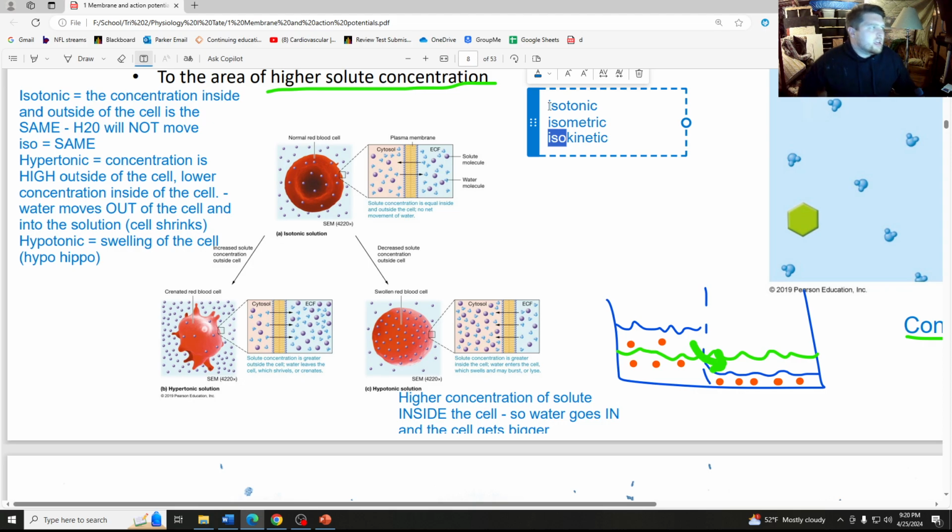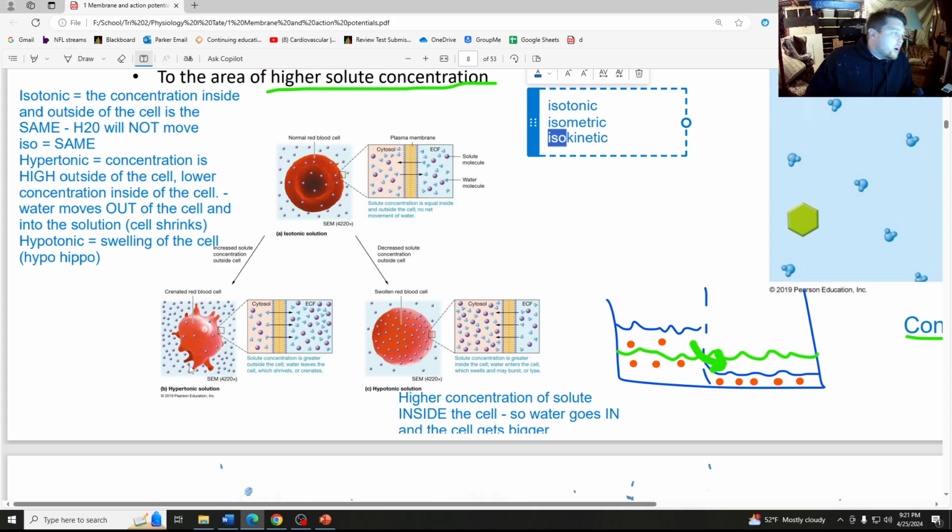Okay? So, for example, an isotonic solution is where the concentration outside of a cell is the same as inside of the cell. So outside and inside are equal concentrations. With this, we get no movement of water. There's no osmosis that occurs in this kind of situation. On the other hand, we have hypertonic and hypotonic solutions.